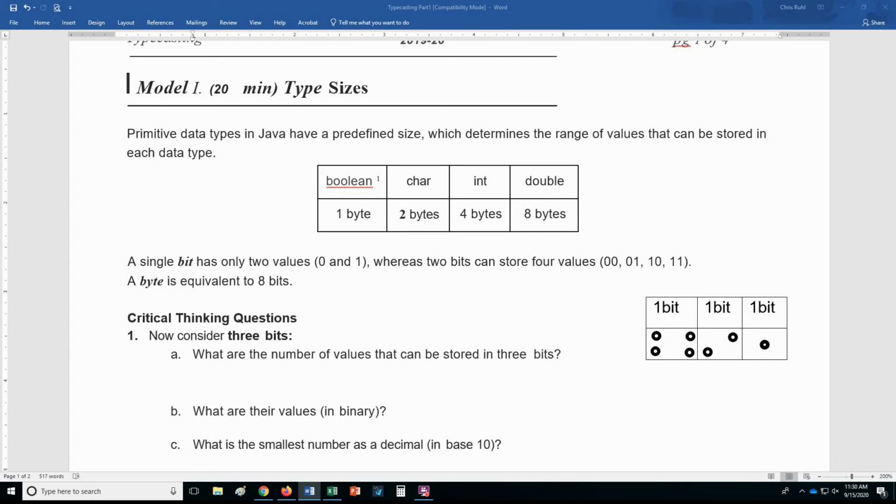Now a bit is smaller than a byte. It takes 8 bits to make 1 byte. And a bit has a value of either 0 or 1. So as it shows here, if you have 2 bits, you can store 00, 01, 10, or 11. And if these are binary, this would be in decimal as 0, a 1, a 2, or a 3.